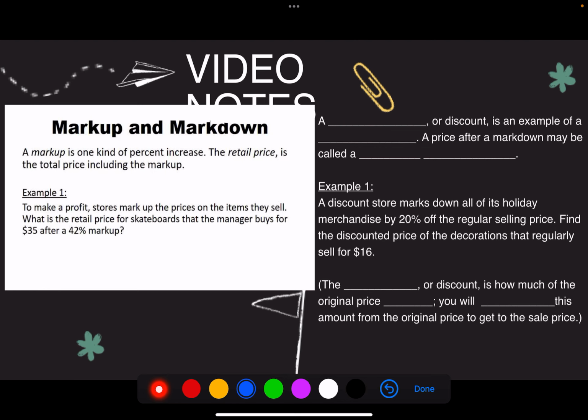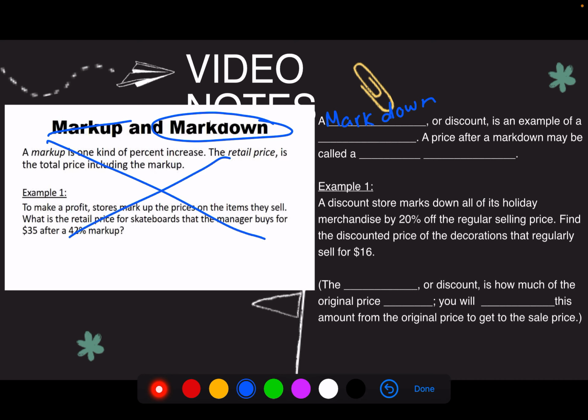Okay, so the video is off. I don't know why it's doing that. So I'm just going to solve them, fill them out for you, and we'll solve the problem together. So it says a markdown, because today we're talking about markdown, not markup. So today is markdown. Okay, so we're not going to work with this problem. We're going to work with over here on the side.